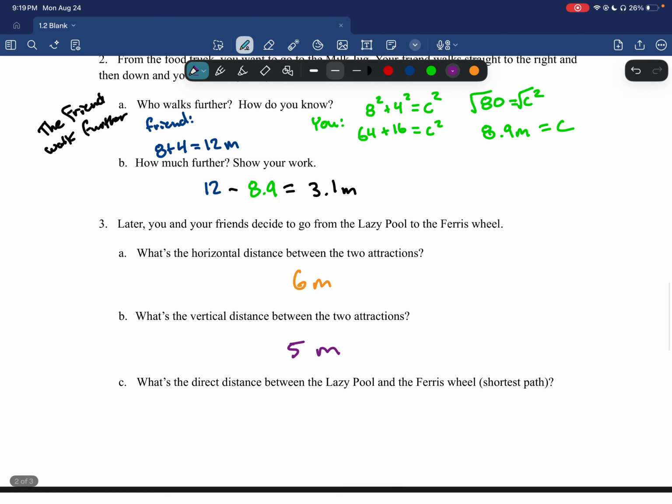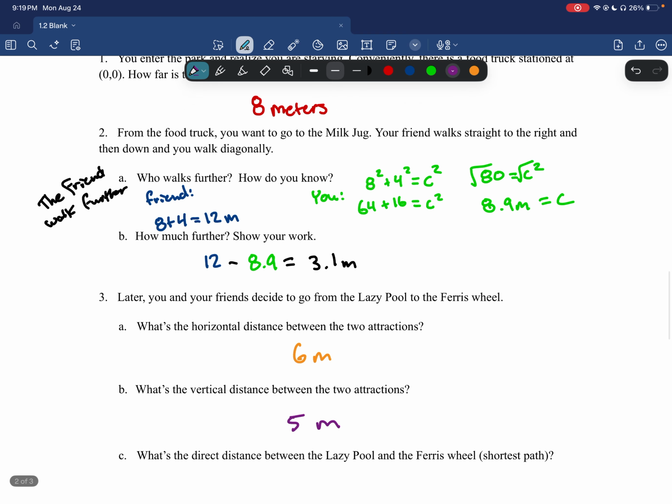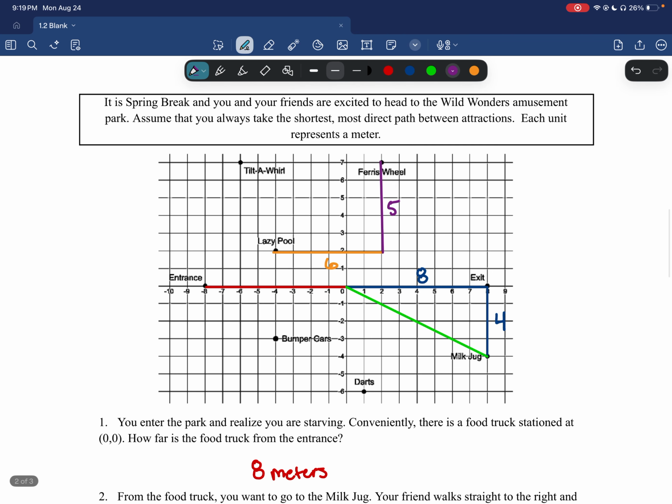And then what is the direct distance between the lazy pool and the Ferris wheel, or the shortest path? Well, the shortest path is going to be horizontally, okay? So you can do this one of two ways. We already know what these distances are, so we can again use the Pythagorean theorem because this is a right triangle. So a squared plus b squared equals c squared, where c is always your hypotenuse. Okay, so that's the first way we can do it.